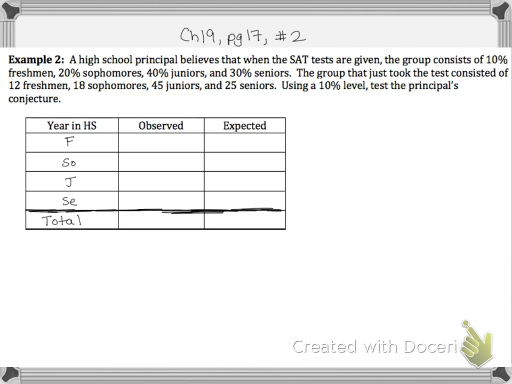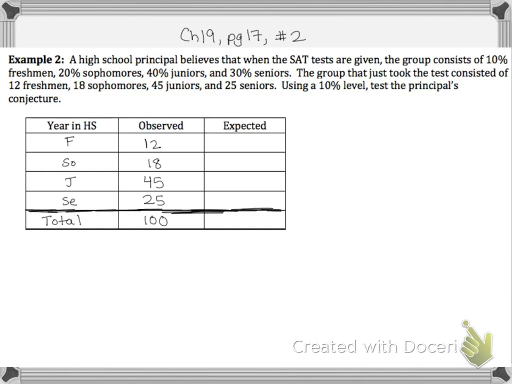All right, let's do observed first. That would be the people who actually took the SAT. So there were 12 freshmen, 18 sophomores, 45 juniors, and 25 seniors. And if you add all that together, that gives us a total of 100 students who took the SAT that day. Now it's our job to figure out how many were expected to take the SAT.